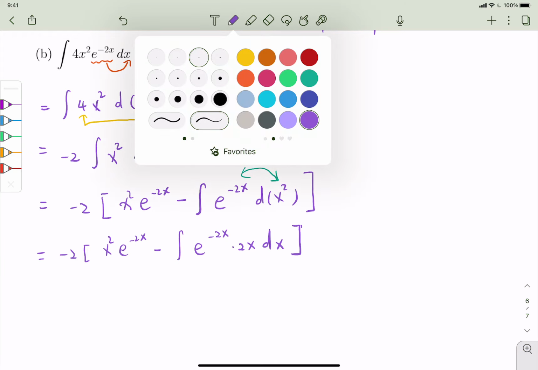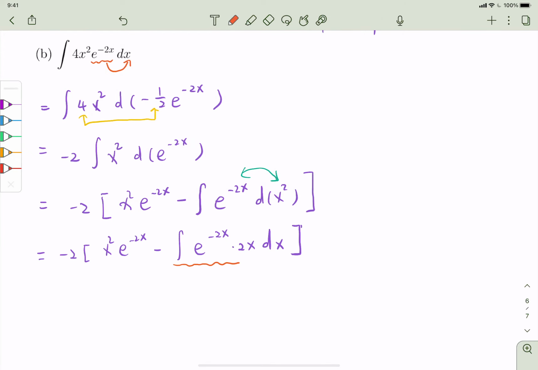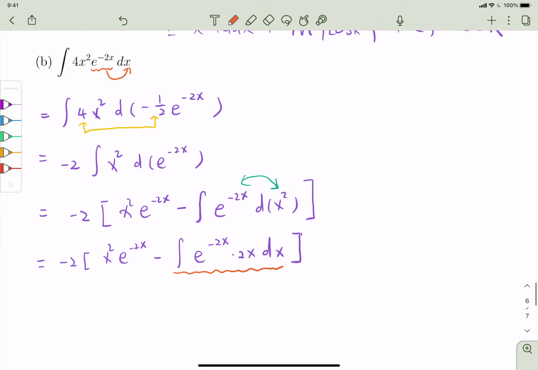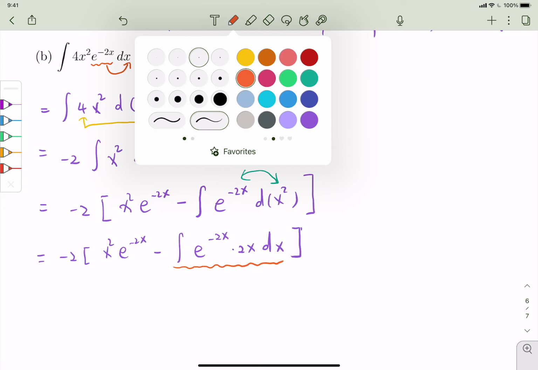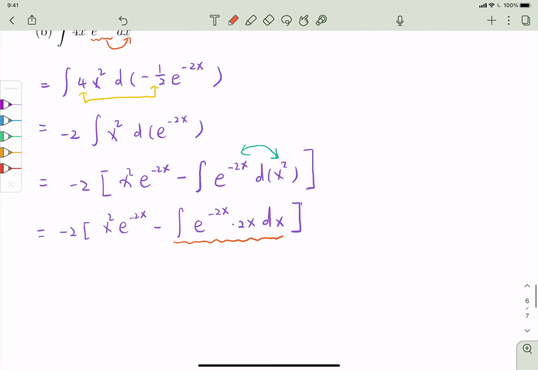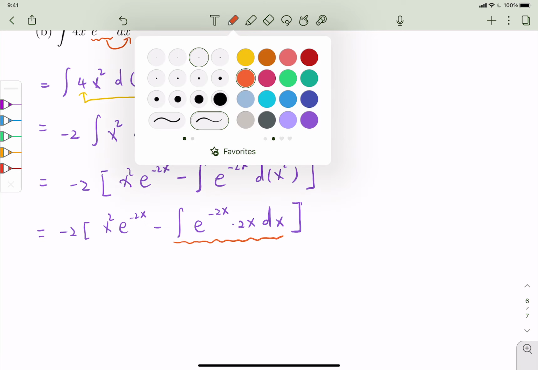Now we still need to work on this guy, right? But you see that now this guy is much simpler than the previous guy here, right? You previously have the 4x squared, but now you only have x to the 1. So the power has been decreased. So we know that this is making things easier, which is the right way to go. Now we try to figure out this guy here.